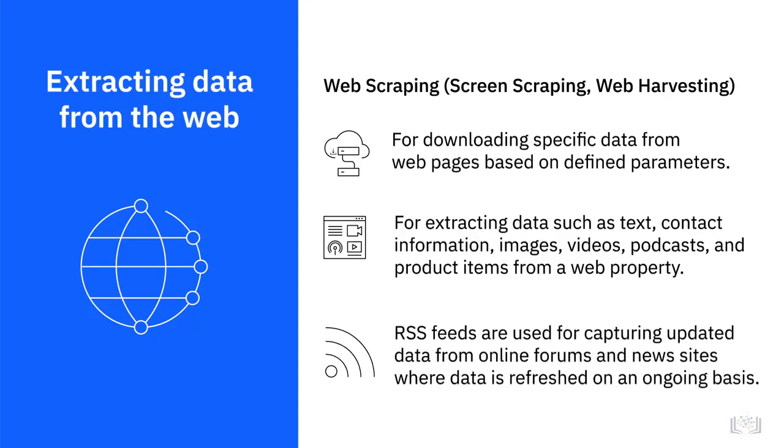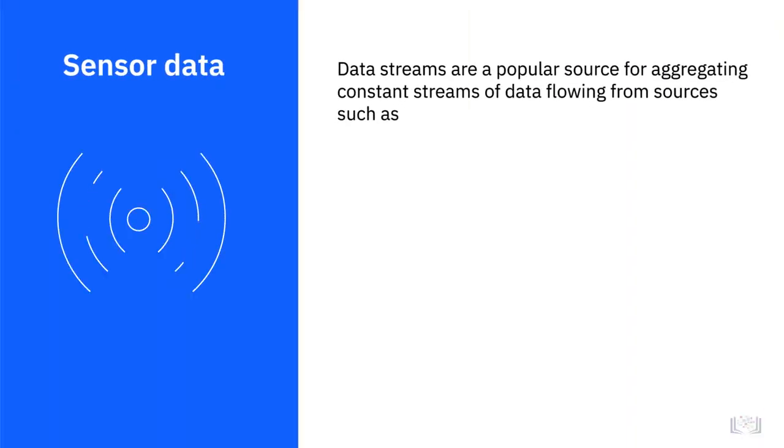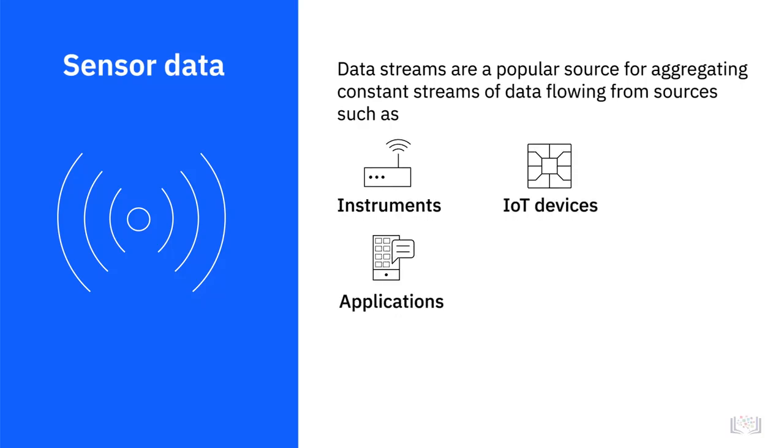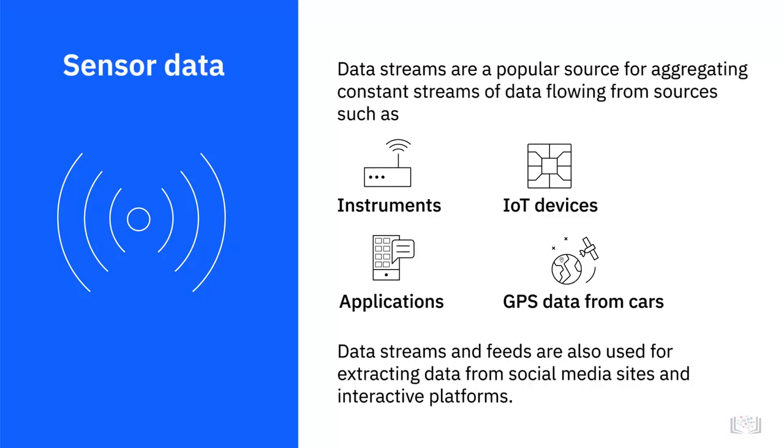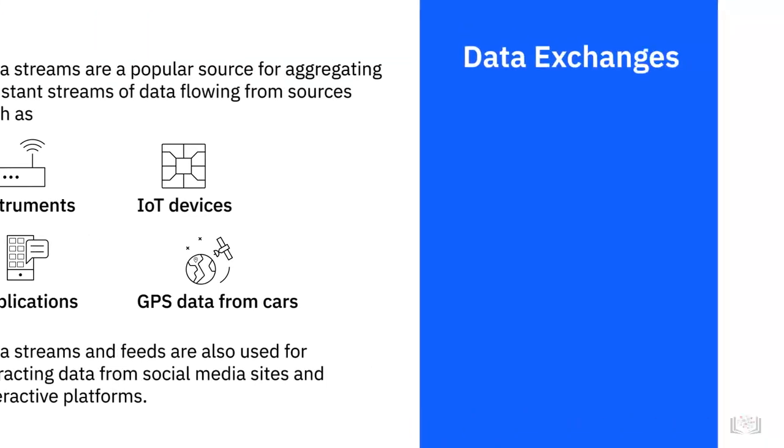RSS feeds are another source typically used for capturing updated data from online forums and news sites, where data is refreshed on an ongoing basis. Data streams are a popular source for aggregating constant streams of data flowing from sources such as instruments, IoT devices and applications, and GPS data from cars. Data streams and feeds are also used for extracting data from social media sites and interactive platforms.